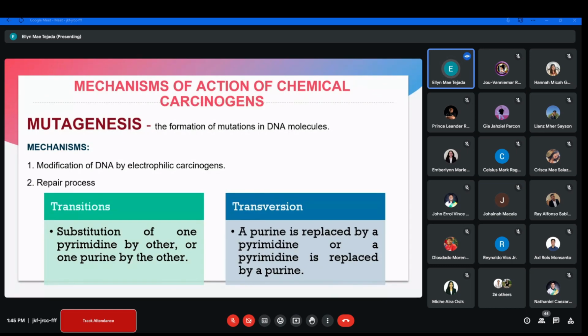What are the types of pyrimidine? And what are the types of purine? Pyrimidines, ma'am, are cytosine, uracil, thymine. Then purines are guanine and adenine. Okay, very good. Thank you for that.